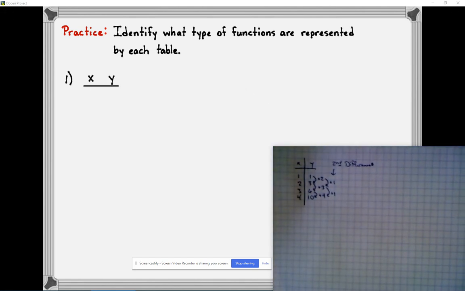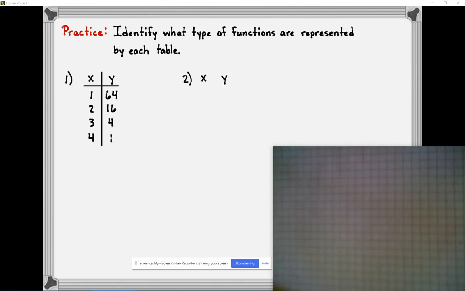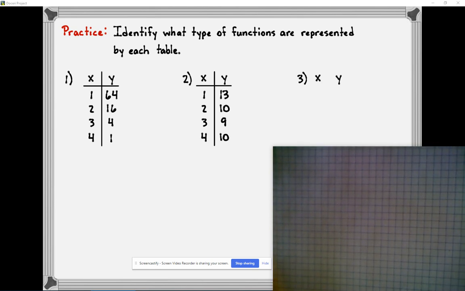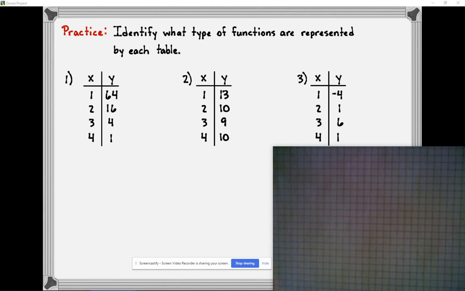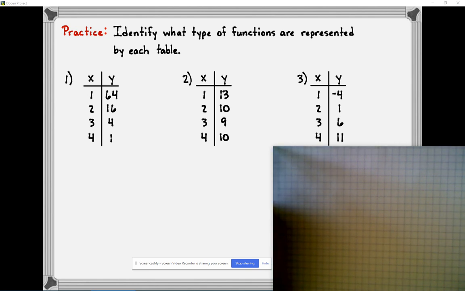Identify what type of functions are represented by each table based on the patterns that you see. Is it linear, exponential, quadratic? So go ahead and take some time, pause the video, and see what you come up with. And then when you are ready with all three problems, go ahead and push play and see how you did. All right, for number one, I'm going to go ahead and write the table here.